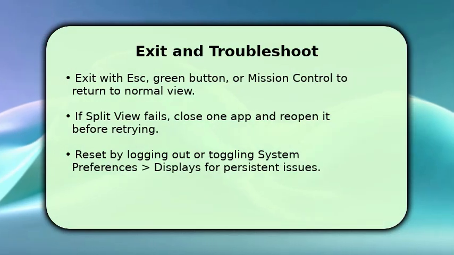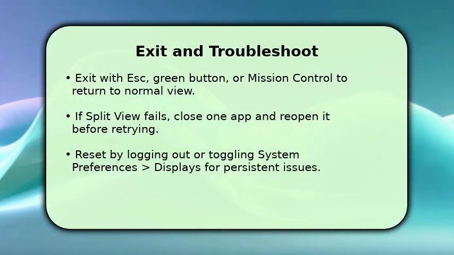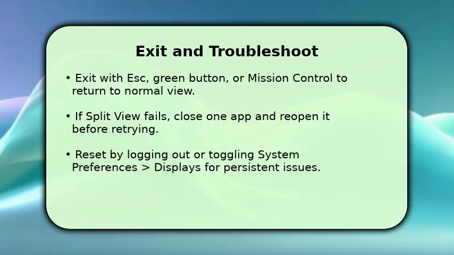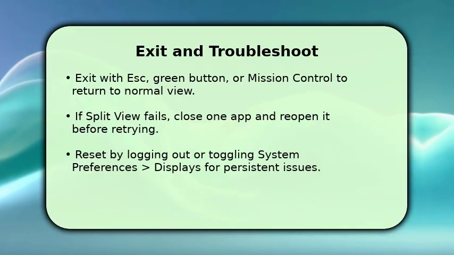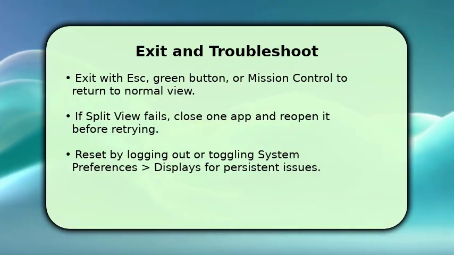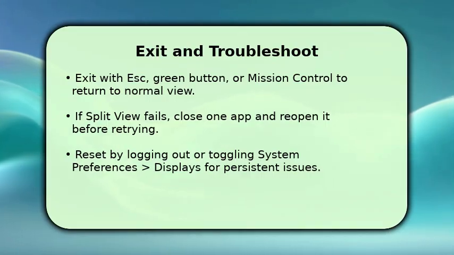To finish, exit split view by pressing ESC, clicking the green button again, or using Mission Control to return a window to its desktop. If things go wrong, an app won't snap or split view won't start, close and reopen that app because many issues are temporary and clear on relaunch.